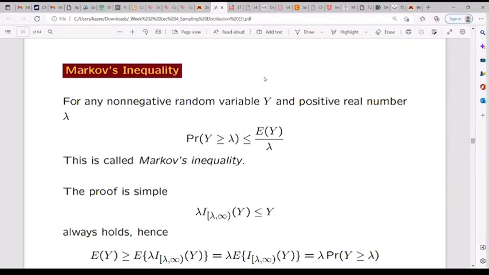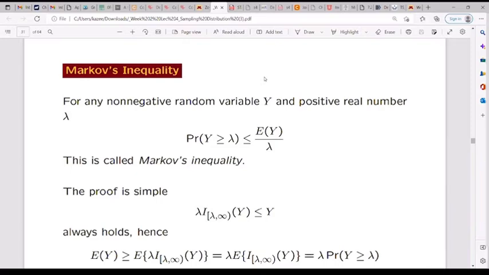So the probability of a non-negative random variable Y greater or equal to a positive real number lambda is less or equal to the ratio of the mean of Y to the constant lambda. Now, in real life practical situations, what do we use Markov inequality to do?